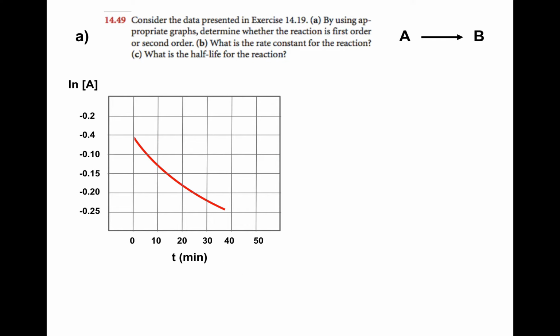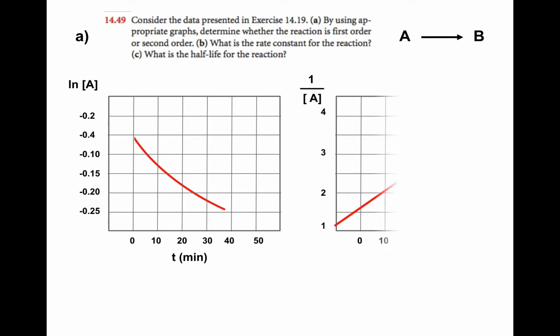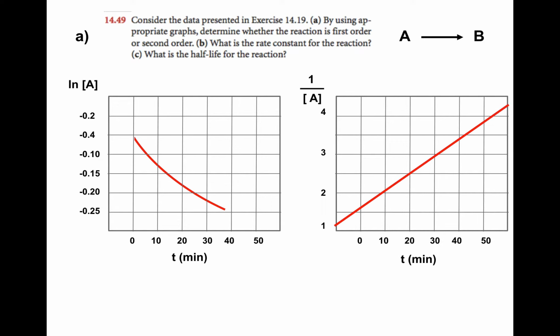If I plot the natural log of the concentration versus time, I don't get a straight line with a negative slope. So this tells me it's not a first order relationship. If I plot the inverse of the concentration versus time, I get a straight line with a positive slope. So this tells me it's a second order relationship. B, what is the rate constant for this reaction?